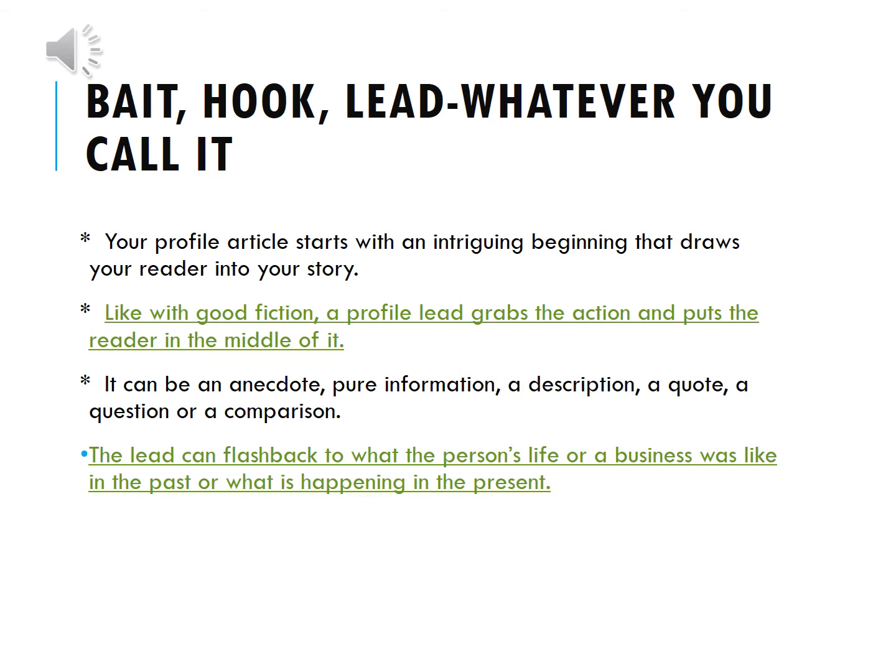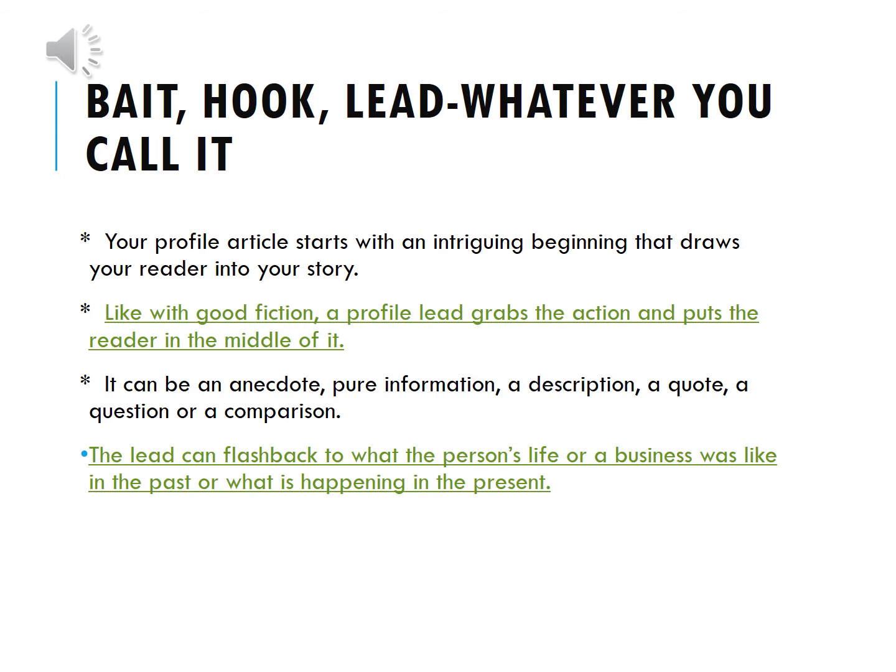A lot of times people start with a dictionary definition. I think that that's a little cliche in this day and age. It's been done so many times. So try to find something that maybe is a quote from a person that's connected to your subject.